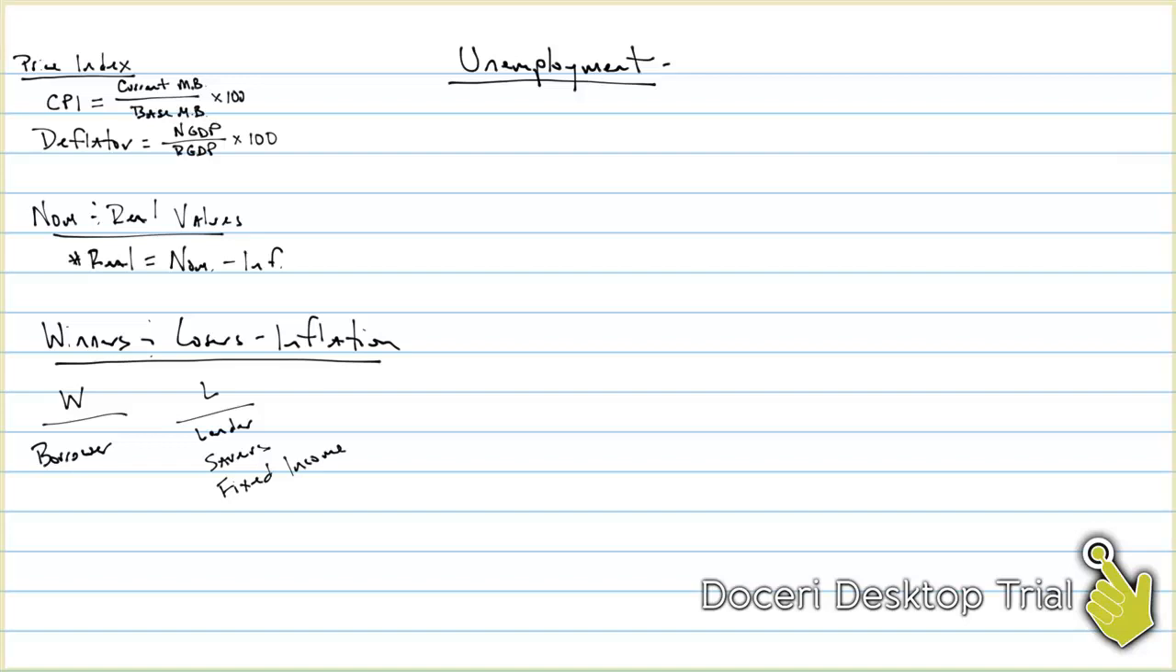So the person that benefits would be the lender. The lender benefits in this unique situation because we have less inflation. The list is all about when we have more inflation.